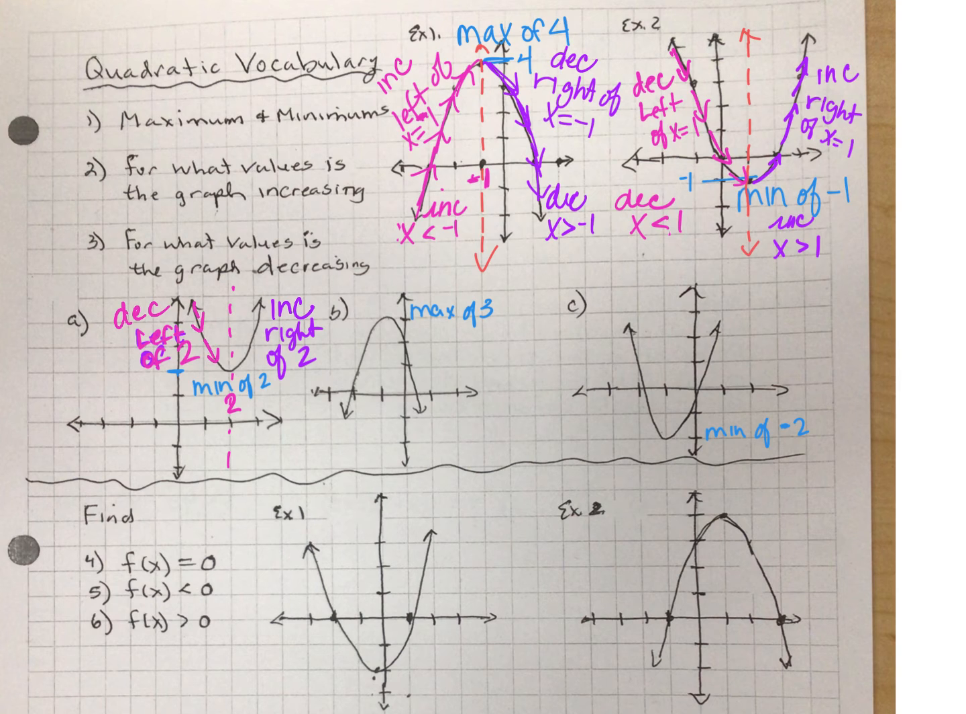We can draw the arrows if we want. What's my inequality for the decreasing to the left of 2? Right, x less than 2. And my inequality for increasing to the right of 2? x greater than 2. So I want you to be familiar with both notations, whether the multiple choice answers say it's increasing to the right of 2, or say it's increasing when x is greater than 2. Same thing, right? We could do either way.